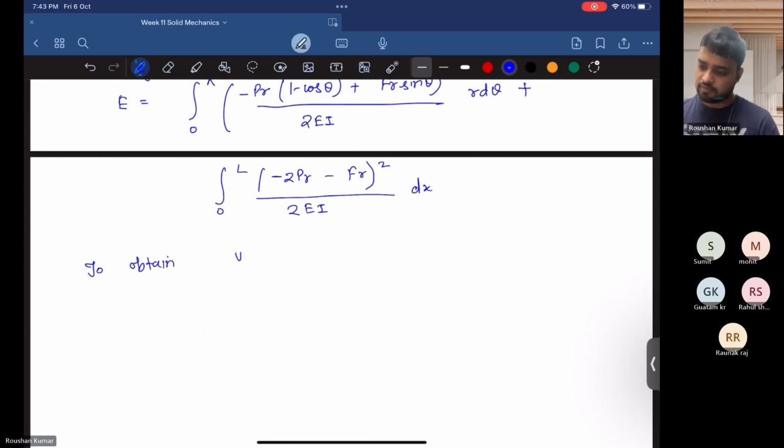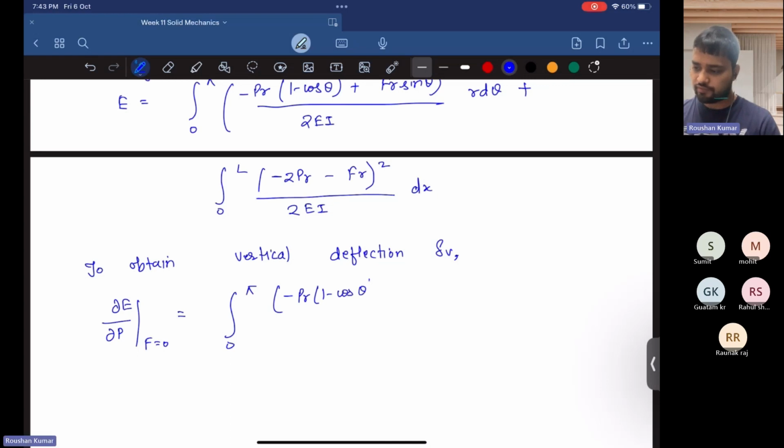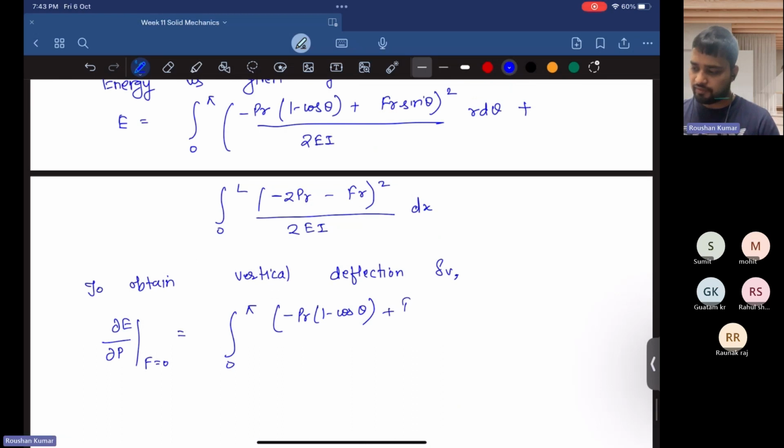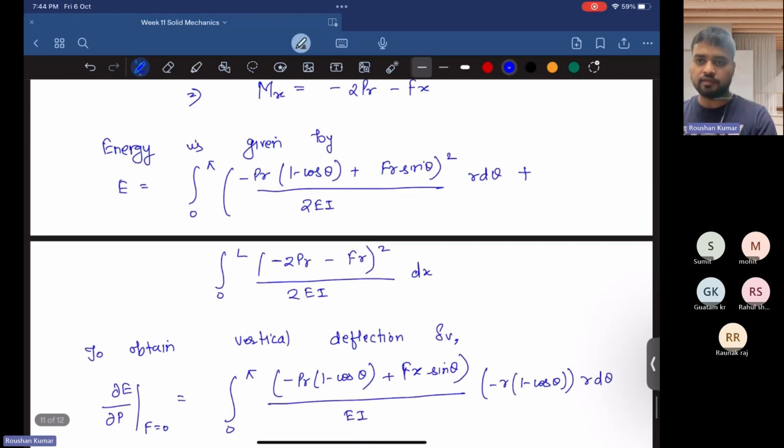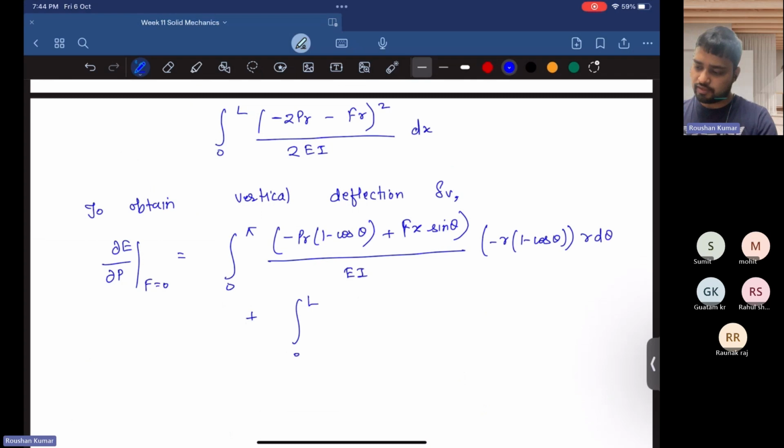Therefore, to obtain the vertical deflection delta V, del E by del P at F equal to 0 is given by integral 0 to pi, minus PR into (1 minus cos theta) — if we take the derivative of energy, we will get this — plus FR sin theta upon EI, into minus R (1 minus cos theta) R d theta, plus, now taking the derivative of the second term, integral 0 to L, (minus 2PR minus FR) upon EI, into minus 2R dx.